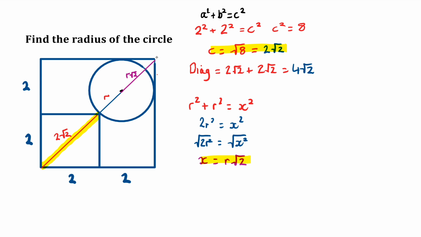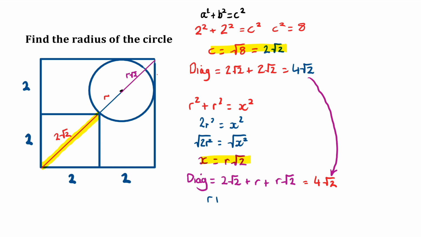And now we can see we have an equation for the diagonal of the big square. And we know that this is now just 2 root 2, the yellow region, plus r, the radius of the circle, plus r root 2, which is the length we just calculated. But we know from our previous equation that this all equals 4 root 2. So now we have an equation with just r.